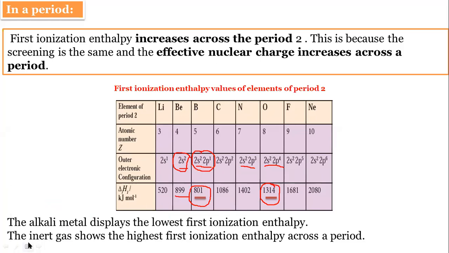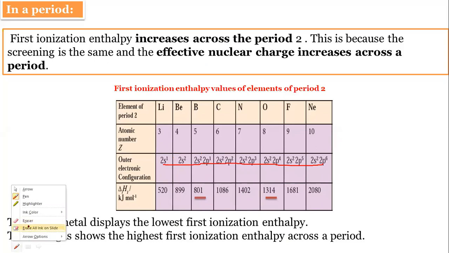See the electronic configuration of beryllium and boron. What is ionization energy? Tell me first. Samruddhi, tell me what is ionization energy? Ionization energy means the amount of energy required to remove an electron from the outermost shell. Correct. Now see the outermost shell. Which shell is here? All have the same shell, the second shell.